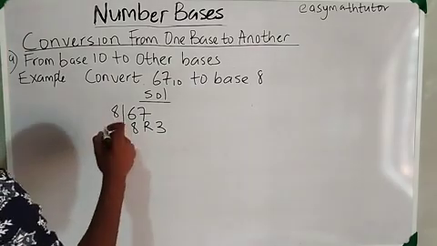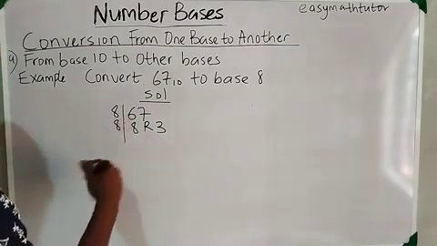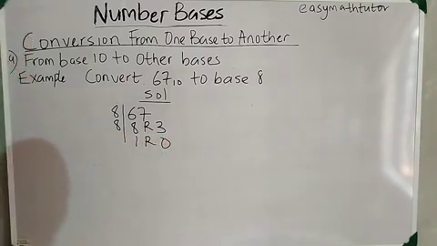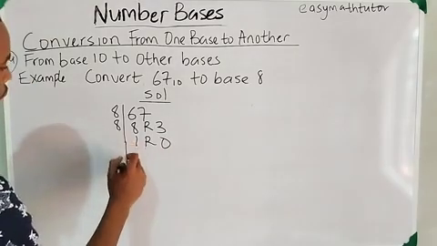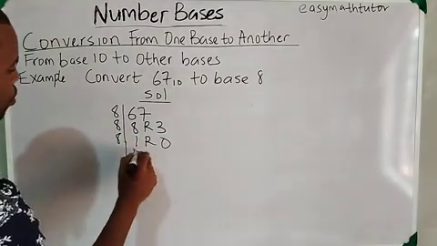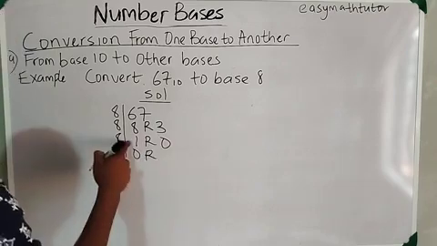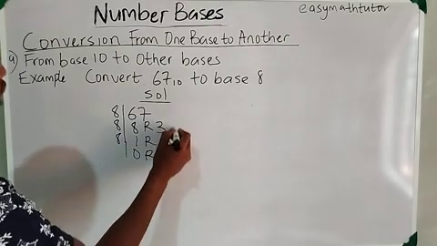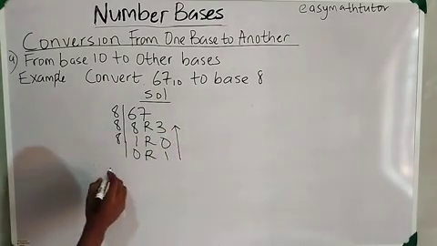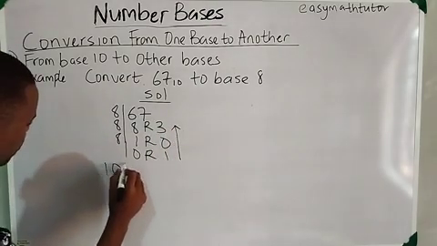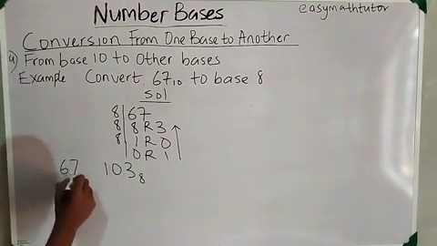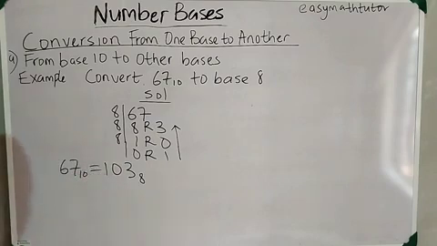We are also going to divide this 8 again. So 8 divided by 8 is 1, remaining 0. And we are going to divide this one more time. And 1 divided by 8 is going to be 0, because it cannot go, remaining this 1. So we are going to take our answers from the bottom upwards, and this becomes 103 in base 8. So it means that 67 in base 10 is equal to 103 in base 8.